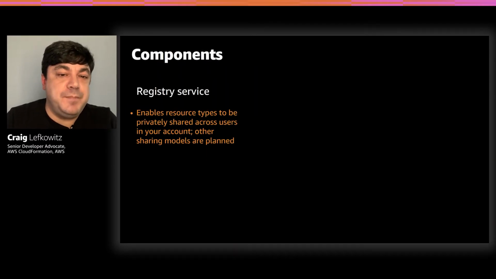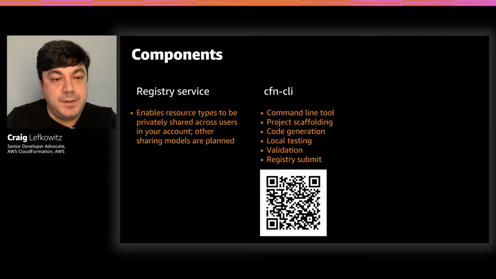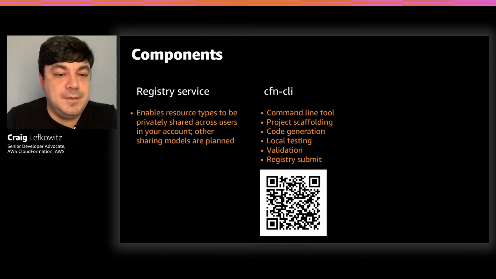So there are 3 major components of a resource type. First is the registry, which is a version repository where resource types are stored. Second is the CloudFormation CLI, which is an open source command line tool that helps with the development of resource types and registers them for use with CloudFormation. It includes commands to enable each step of creating your resource types, and we'll get into that detail a little bit later in this presentation.